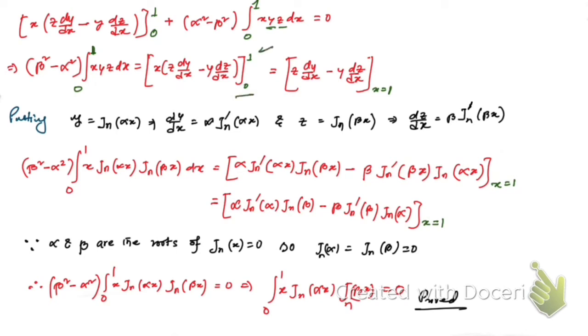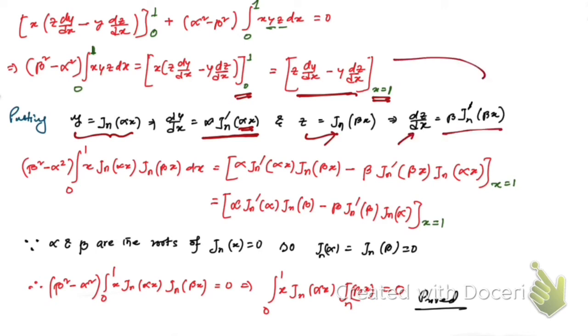So 0 to 1, right? What happens if you put 0? Then this will definitely be 0, and if you put 1 here, you get this result, so at x is equal to 1. Now we have already mentioned that y is equal to this, so the derivative of y will be alpha Zn dash of alpha x, the first order derivative of the Bessel's function. Similarly, we have considered z is equal to this one, so dz by dx will be this, right? Now if you put this in the above equation, you get this result.